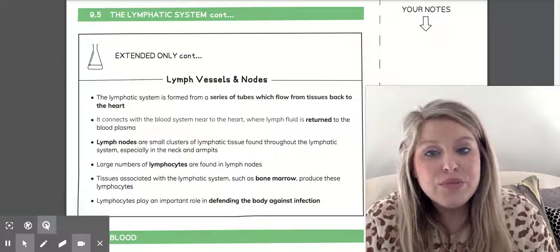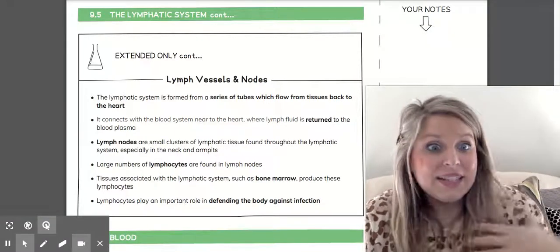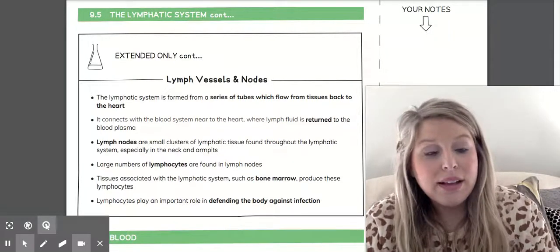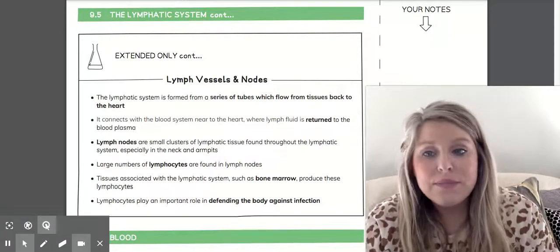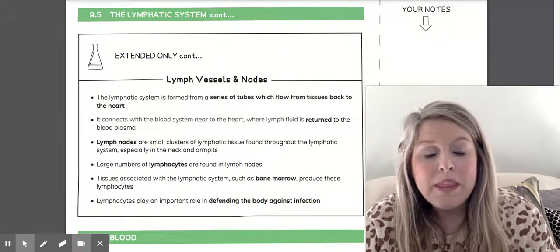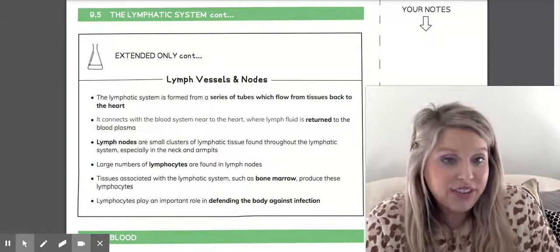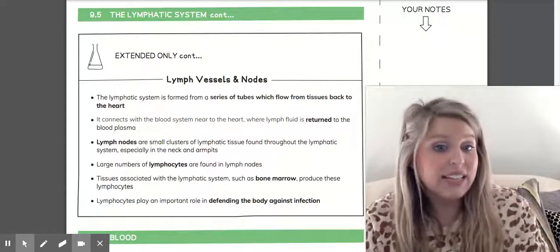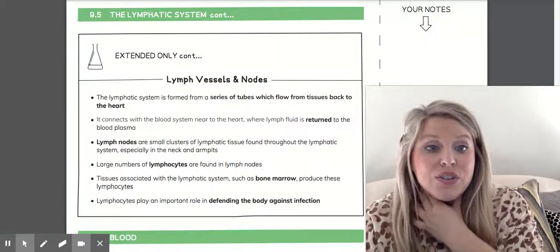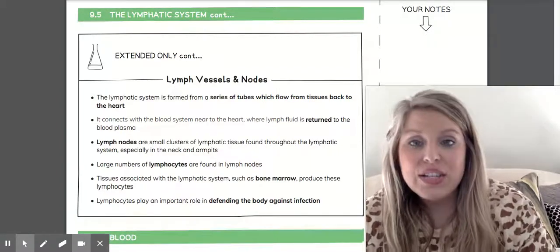But these lymph nodes are small clusters of lymphatic tissue found in the neck, and especially your armpits. They have large numbers of lymphocytes, so they help house lymphocytes in those nodes. And then ultimately, those lymphocytes are what help us fight any type of infection that we may have. So when we are facing an infection, that's why a doctor is going to feel for them, because they are going to become inflamed if they are dealing with any kind of infection in your body.